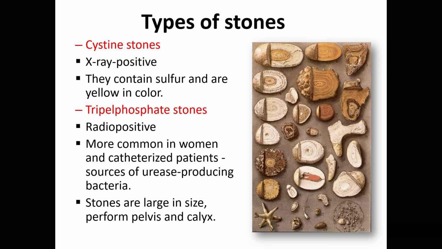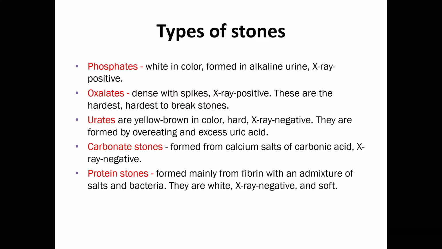Types of the stones. Cystine stones are X-ray positive, they contain sulfur and are yellow in color. Triple phosphate stones are radiopositive, more common in women and catheterized patients, with urease-producing bacteria as sources, and the stones are large in size, forming in the pelvis and calyx. Phosphates are white in color, formed in alkaline urine, X-ray positive. Oxalates are dense with spikes, X-ray positive, the hardest stones and the hardest to break.